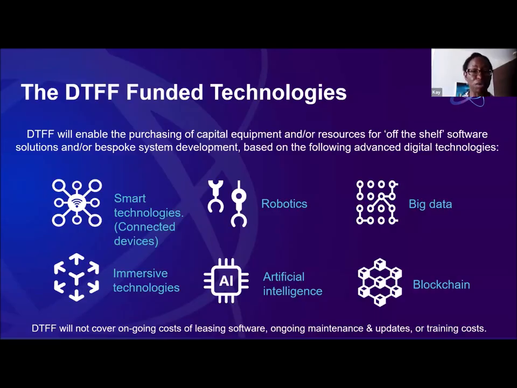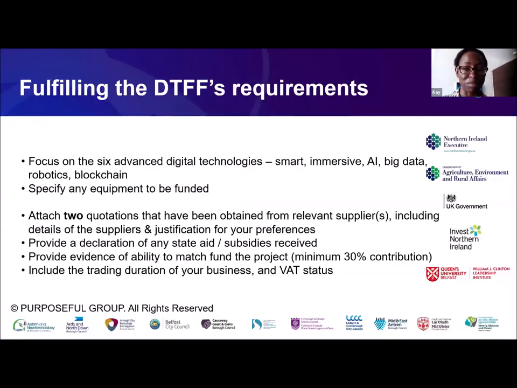Immersive technologies, so there we're talking about virtual reality and that sort of thing, augmented reality. Then we've got artificial intelligence, machine learning, etc. Are you thinking about getting some form of digital transformation through that? And then finally, blockchain technologies. So they're the 6 main technologies, and it will be up to you to decide which of these you're going to be focusing on to achieve your transformation. Next slide, please, Erin.